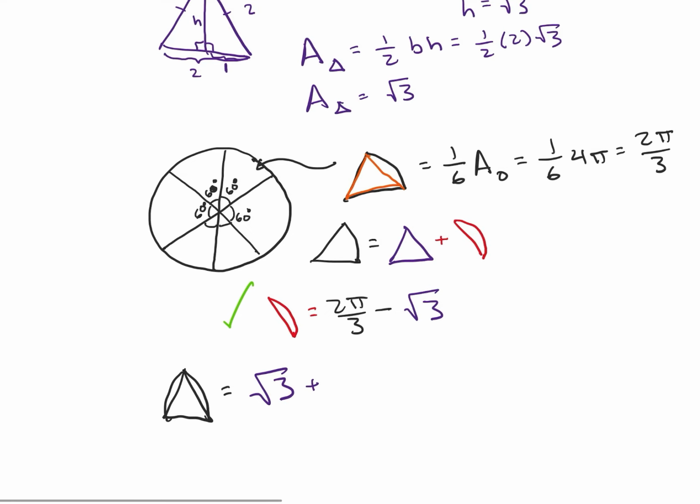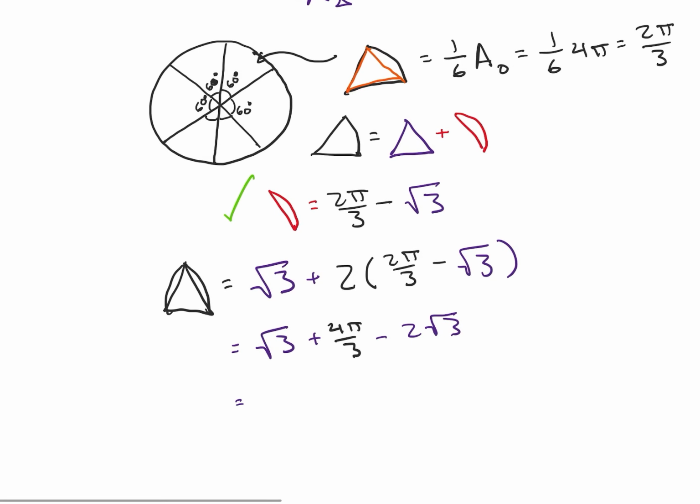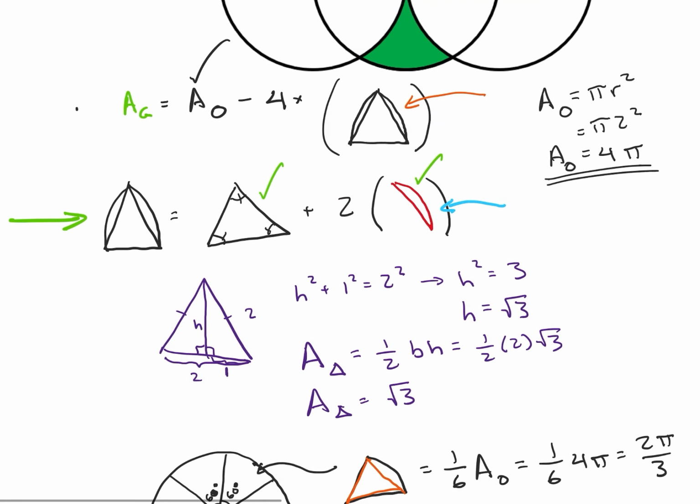plus 2 times 2 pi over 3 minus square root of 3. So that's going to be square root of 3 plus 4 pi over 3 minus 2 square root of 3, which is then just going to give me 4 pi over 3 minus the square root of 3. So now I have the area of this funny shape, and now I'm ready to just plug it into my equation all the way up here.